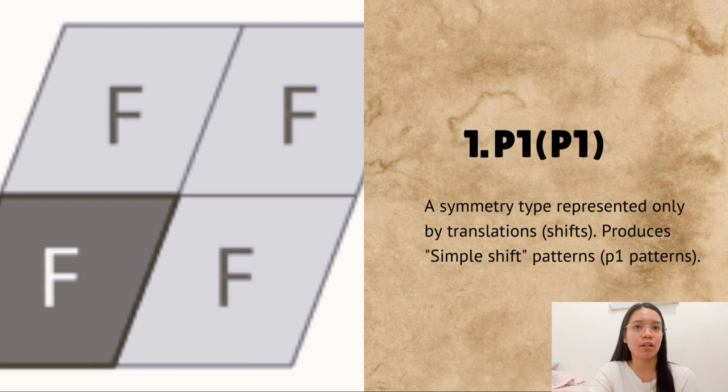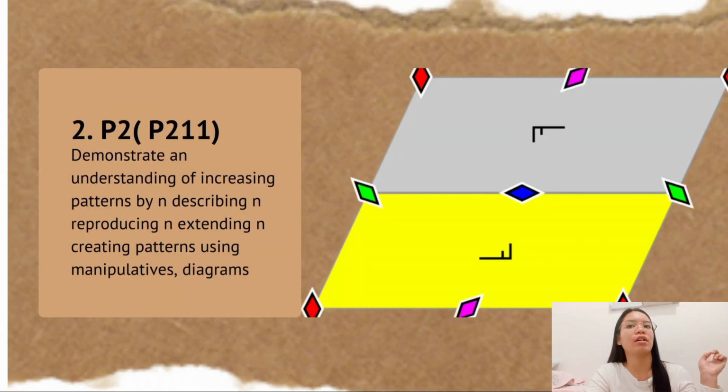Number one is P1, a symmetry type represented only by translations or shifts. It produces simple shift patterns, or P1 patterns. As you can see on the top, there is a triangle which shows F, F, F, F, or P1.